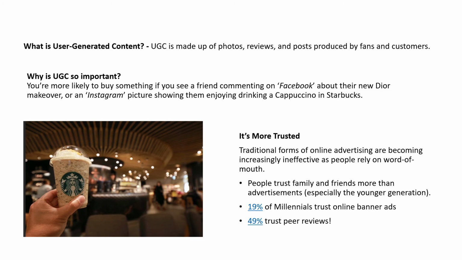It's more trusted. Traditional forms of online advertising are becoming increasingly ineffective as people start to rely on word of mouth, and this is why social media sites such as Instagram work so well. So people tend to trust family and friends more than advertisements, and that's especially the younger generation. And statistics showed that only 19% of millennials trust online banner ads, whereas 49% trust peer reviews.